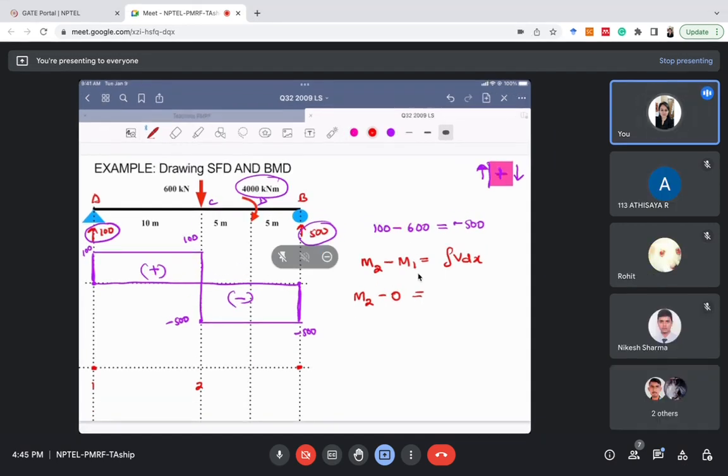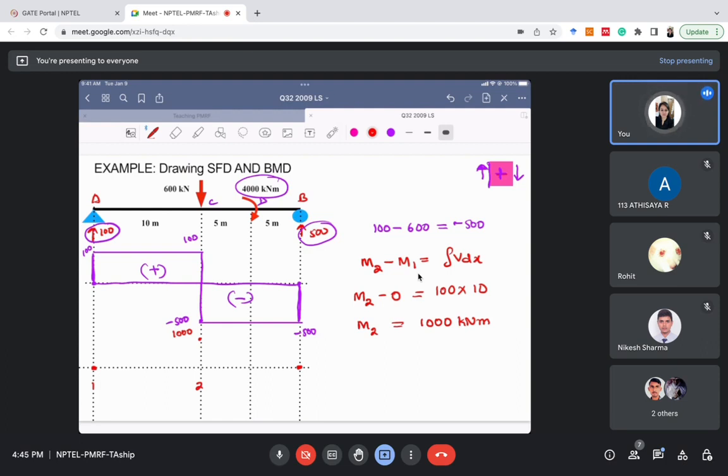section A and C. So the area of the shear force diagram between section A and C, right? What is the area? It is a rectangle between A and C, so the area will be 100 multiplied by 10. So M2 will be 1000 kilonewton meter, right? M2 we have calculated as 1000 kilonewton meter. Now we know M2 also: 1000 kilonewton meter. I'm not drawing the shape for now.